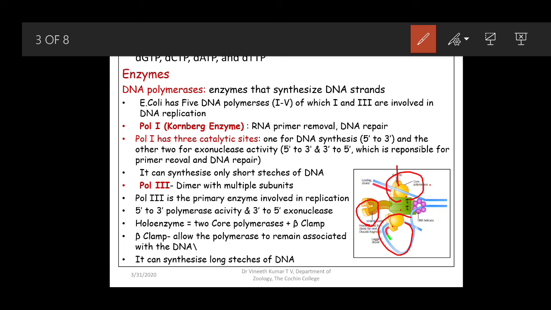And mind you, Pol 1 is a monomer which has 3 catalytic sites, and Pol 3 is a dimer which has mainly 2 functions. One is polymerase and the other is a unidirectional exonuclease activity.